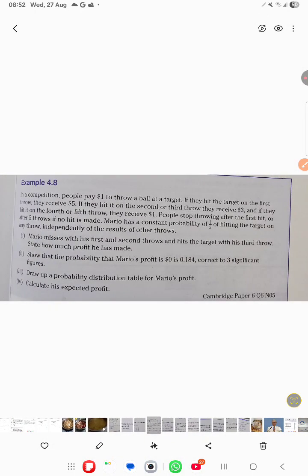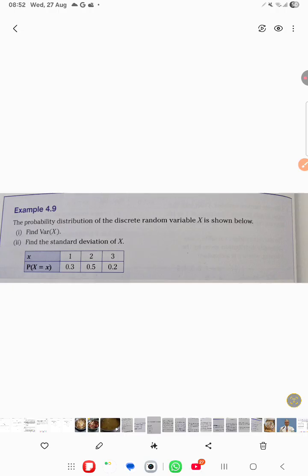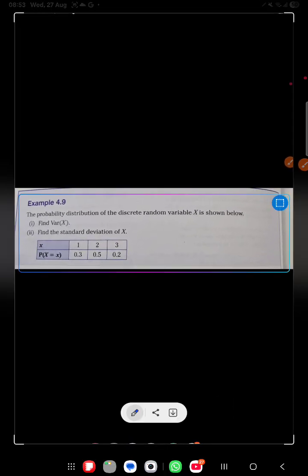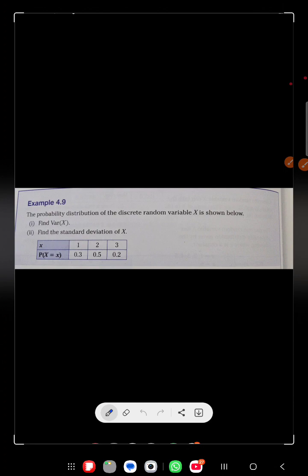Right, the next question is this one. This one is where I want us to be. Probability distribution table. The probability distribution of the discrete random variable x is shown below. Find the variance of x and the standard deviation of x. Right? How do I find a variance? Remember, before I can get variance, what do I need?